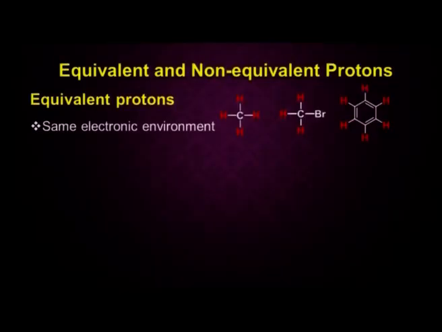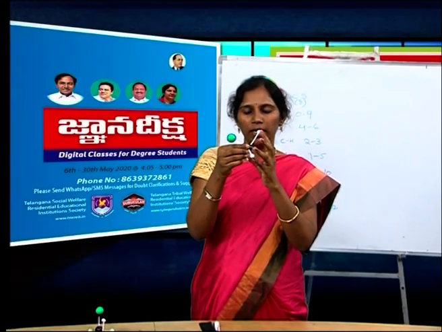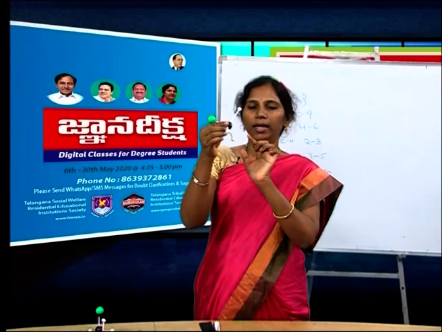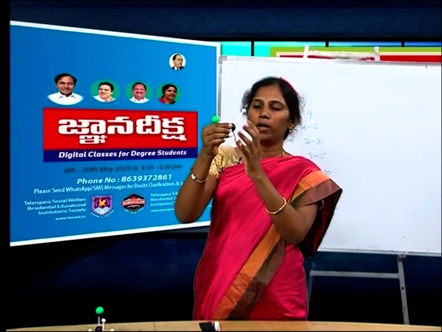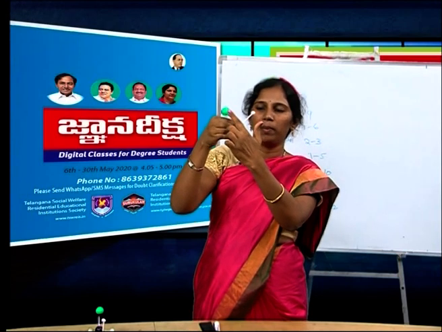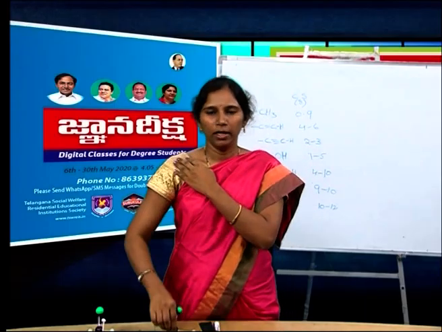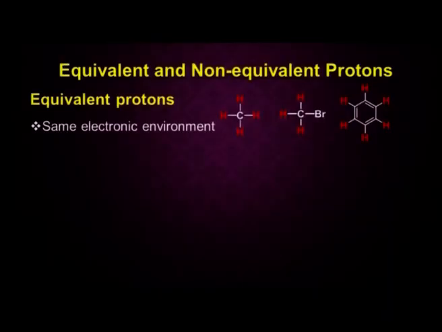See the second molecule, the methane, one of the hydrogens is replaced by bromine. Here the carbon is attached to 3 hydrogens and 1 bromine, and these 3 are oriented at the same distance from this green color, which is bromine, and these also are said to be chemically equivalent protons. And if you look at the structure of benzene, the 6 protons are chemically equivalent.